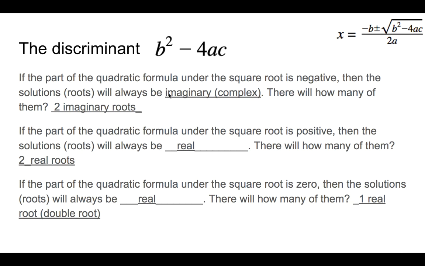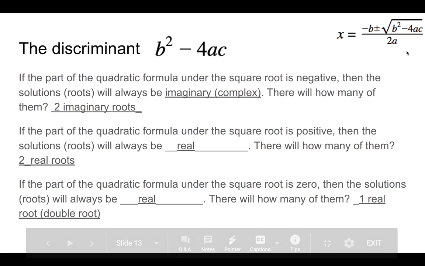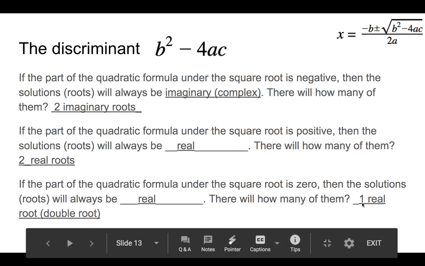So again, if the b squared minus 4ac, this part under the radical, is negative, we get imaginary or complex answers, they're sometimes called. How many of them? There's two of them, two imaginary roots. Two real roots we will get if it's positive. And if it's 0, again, this part just totally disappears. That means the only part left is minus b over 2a. The plus or minus the square root part disappears because that whole part is 0. And we're just going to get one answer, minus b over 2a, the one real double root.